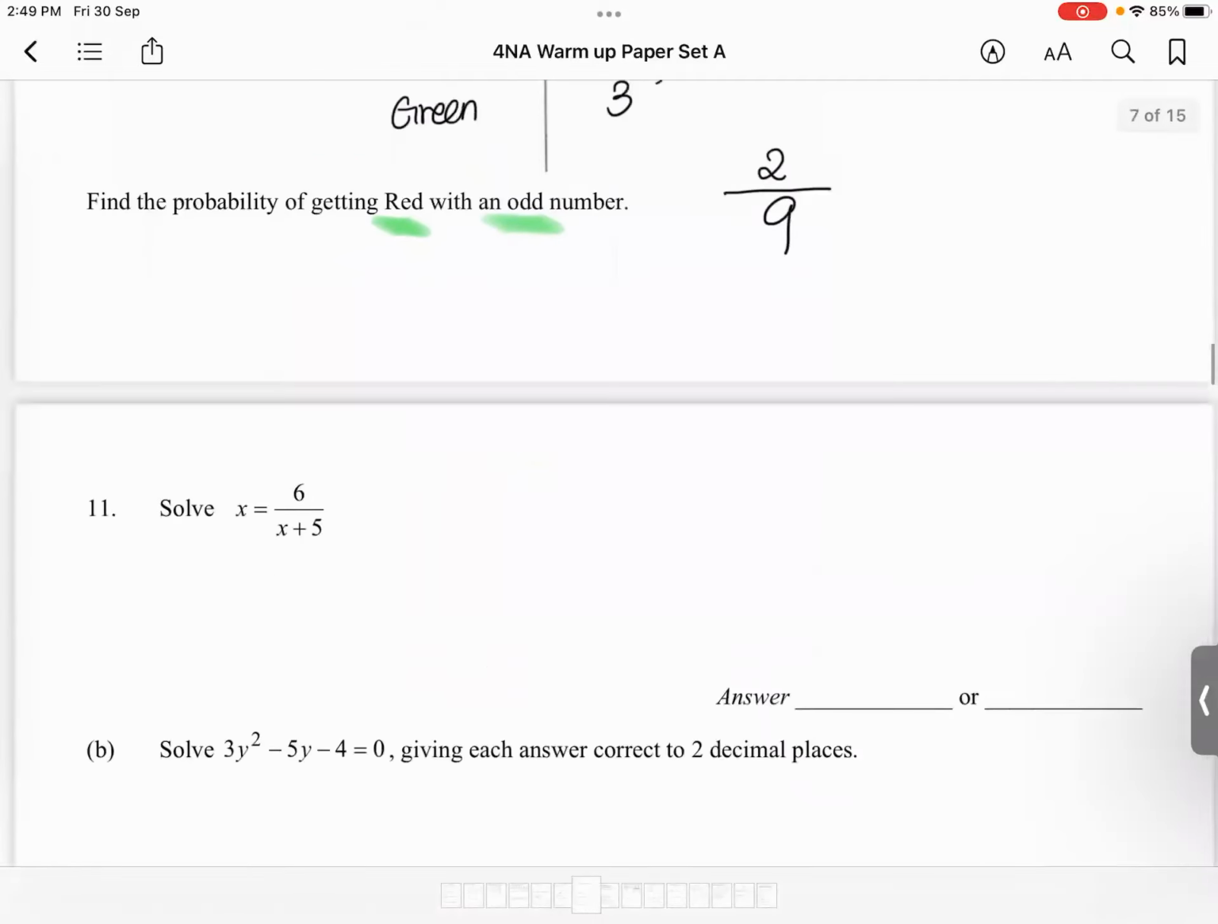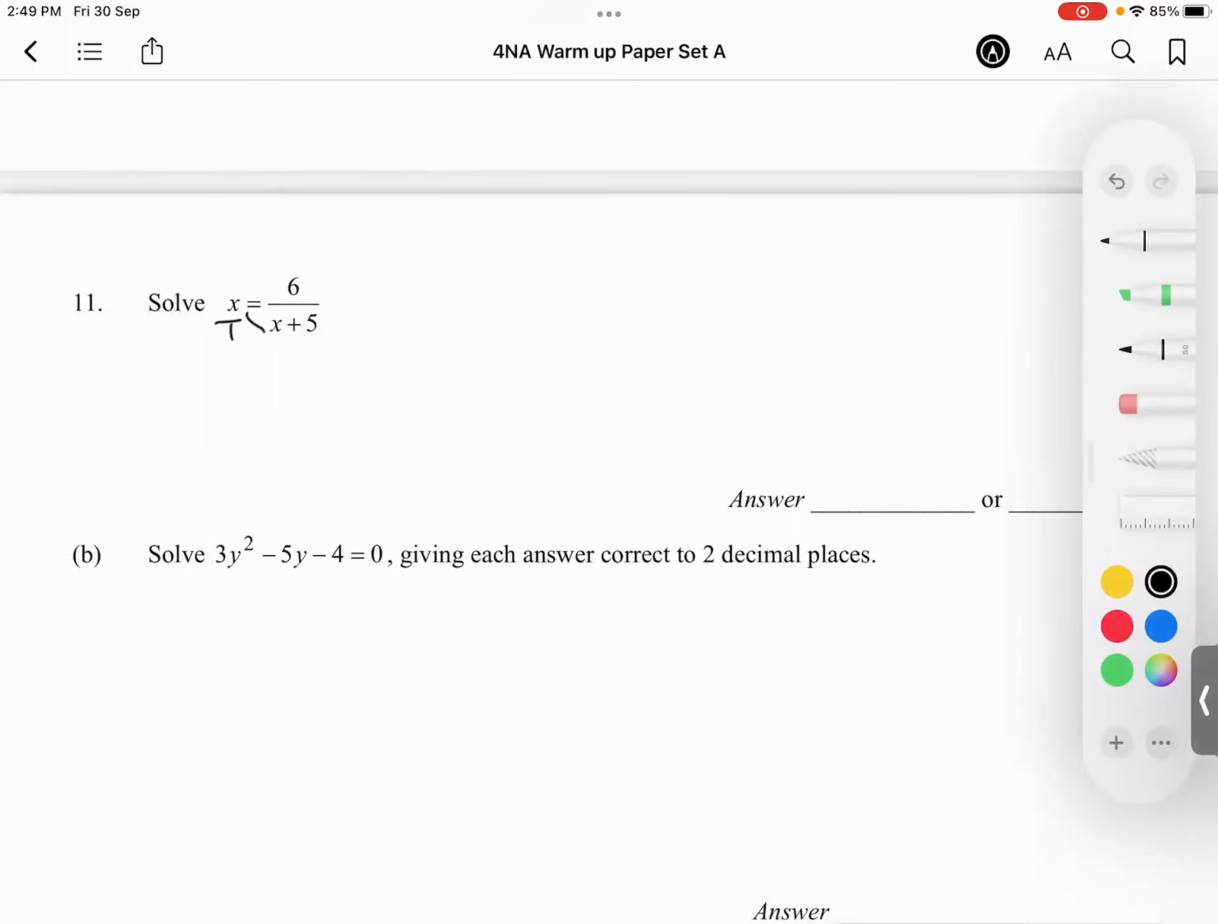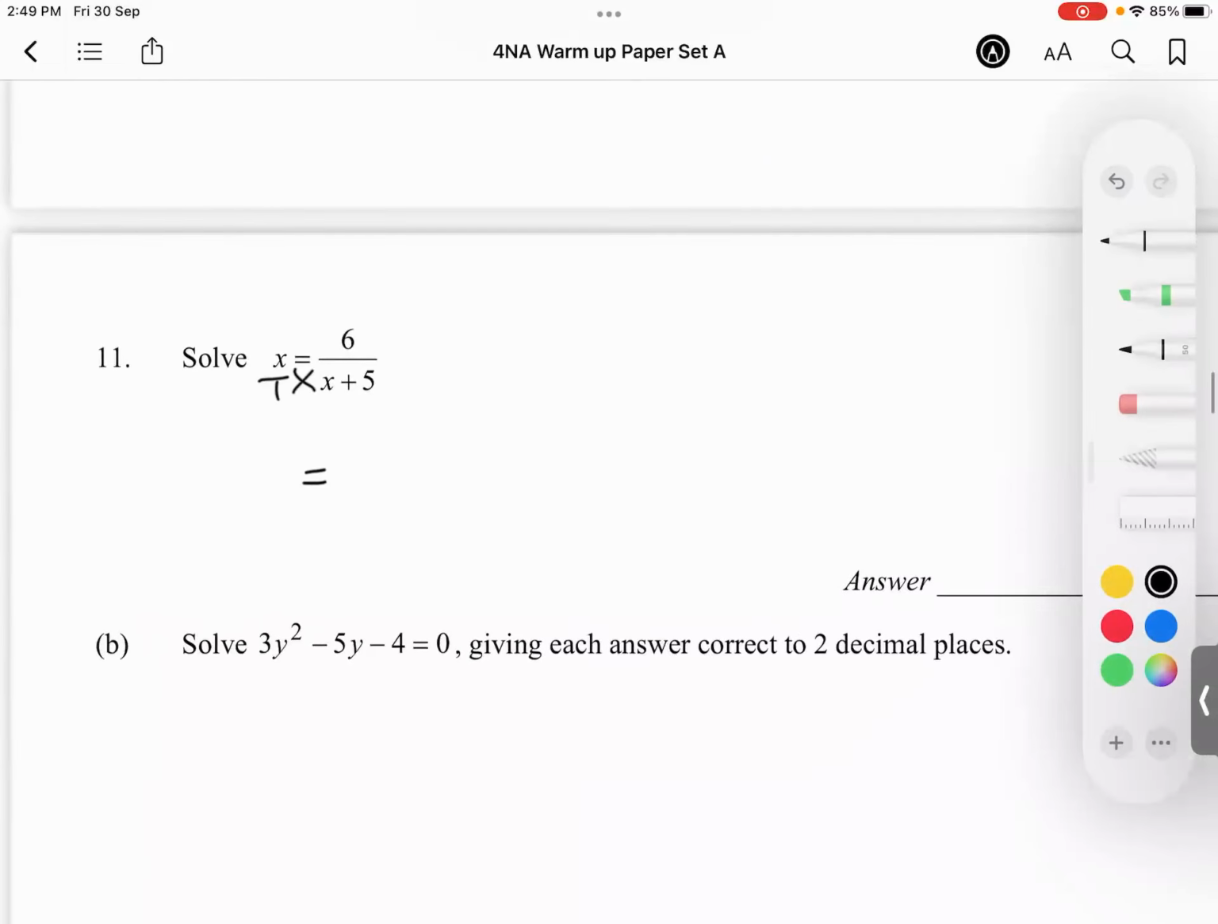Next page, next question. This one, we cross multiply. Intuitively, you should know we need to cross multiply. The equation stays in the center. So this will be x times x plus 5, and this is just the number 6. After we cross multiply and expand, we get x squared plus 5x equals 6.